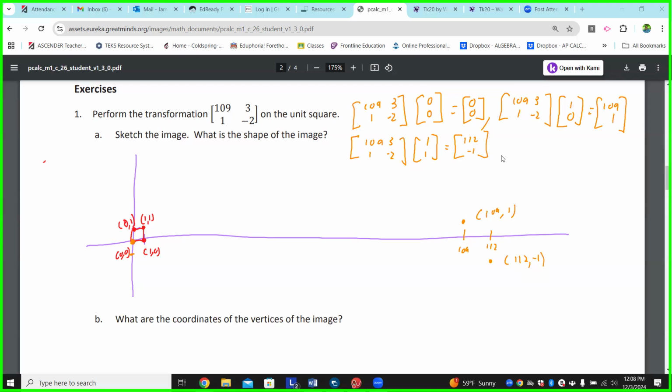And then we'll do the last one. 109, 3, 1, negative 2 times 0, 1. What's my answer? Perfect. So then that comes over here. I'll put some ticks here. There's 3, there's 2. So this is 3, comma, negative 2. So now I get a shape. Might be easier right here.